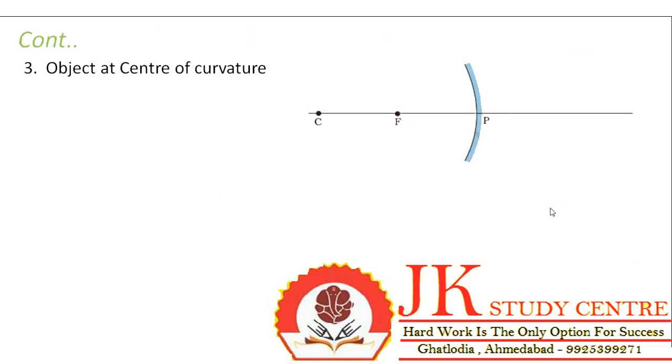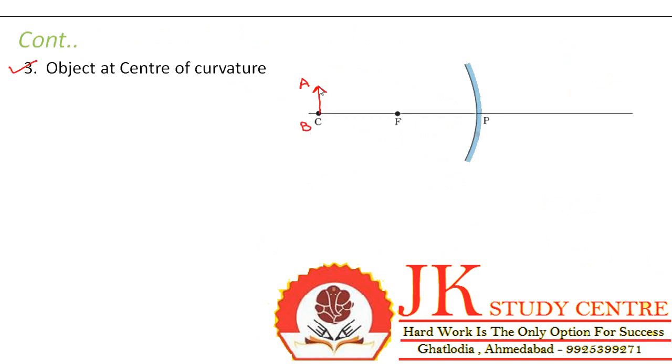Let us look at the third case where the object is placed at the center of curvature. If you see, we are gradually bringing the object closer to the concave mirror, right? First it was at infinity, then it was beyond the center of curvature. Now it is at the center of curvature. So let us suppose this is my object. Let me call this object AB.